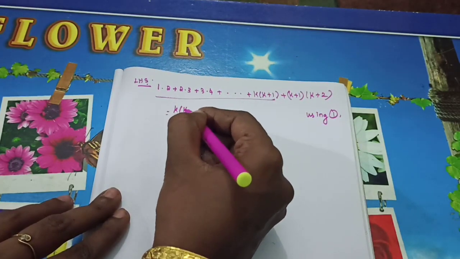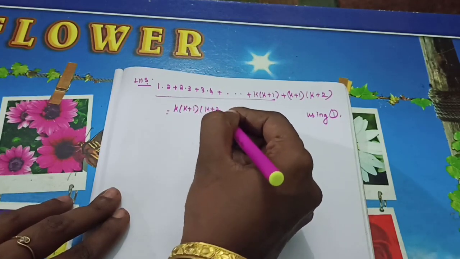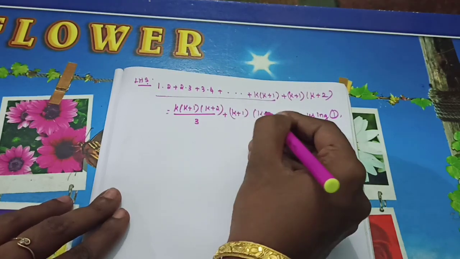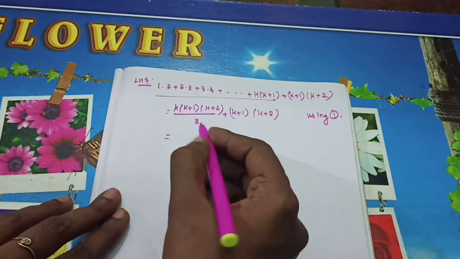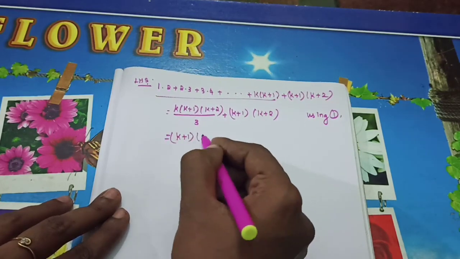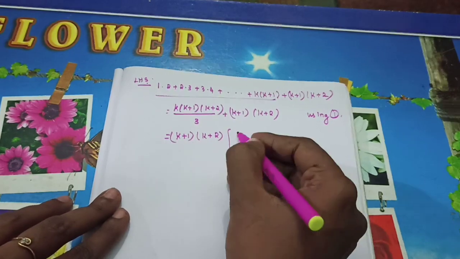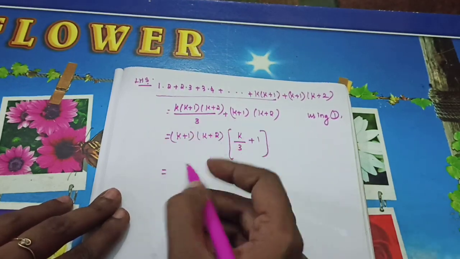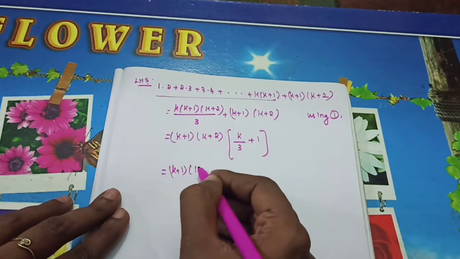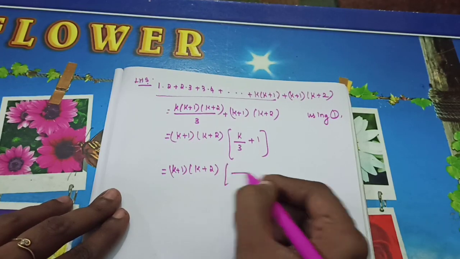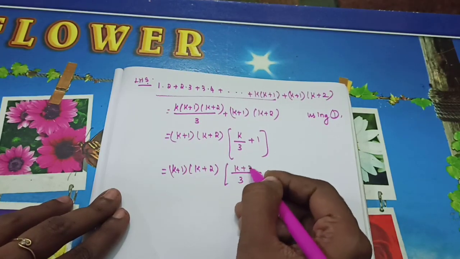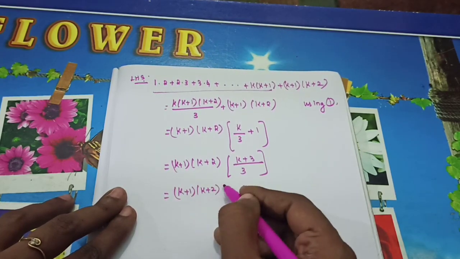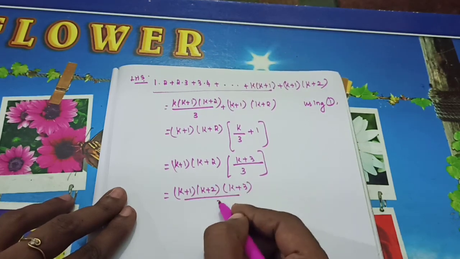So k into k plus 1 into k plus 2 divided by 3 plus k plus 1 into k plus 2. Okay. Now take down the common outside. So k plus 1 into k plus 2 is the common. So what's the balance? k by 3 plus 1. Okay. That's equal to, common taken outside, k plus 1 into k plus 2. Here 3 LCM. So k plus 3. Got it? So what's the multiply inside? k plus 1 into k plus 2 into k plus 3 divided by 3.